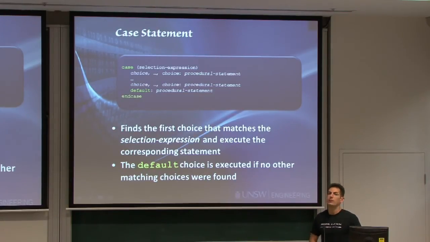Now, if you have more than one matching choice in the list of choices, it will choose the first match. If there are no matches and you have the default keyword, you will execute whatever is under the default. If you don't have the default keyword and you don't have a match, you won't do anything.